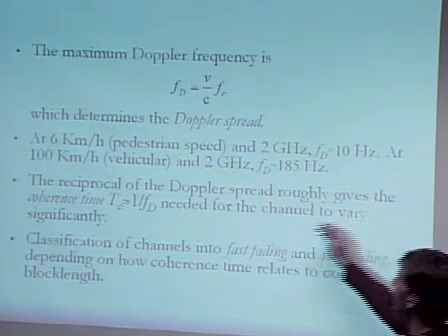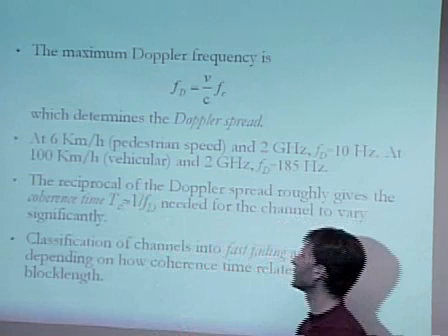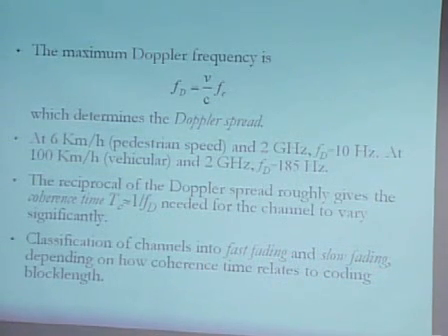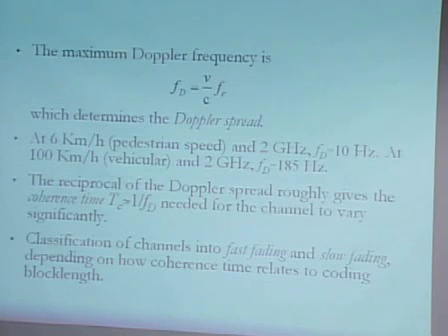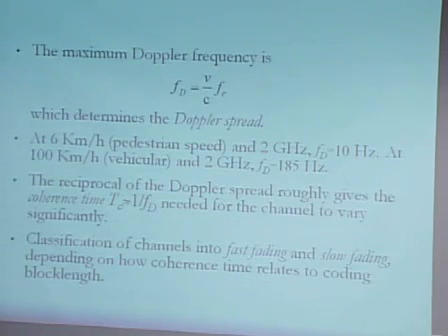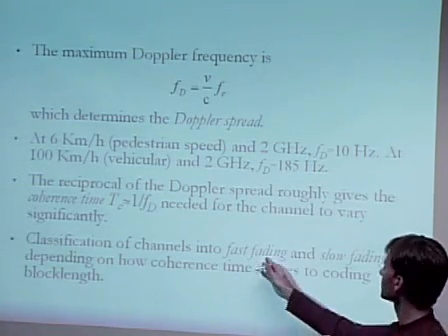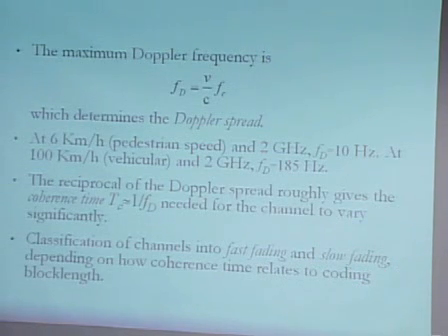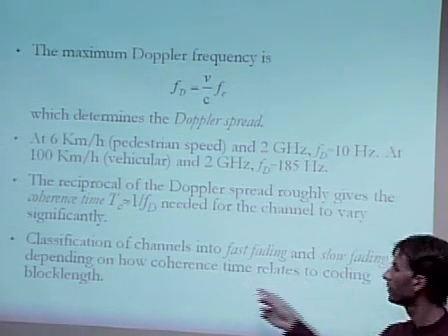The coherence time, which is roughly the reciprocal of the Doppler spread, tells us for how long the channel stays pretty much constant before it's going to change. Okay? And that allows us to classify the channels into two classes: fast fading and slow fading, depending on whether the coherence time is bigger or smaller than something called the coding block length, which we haven't introduced yet.